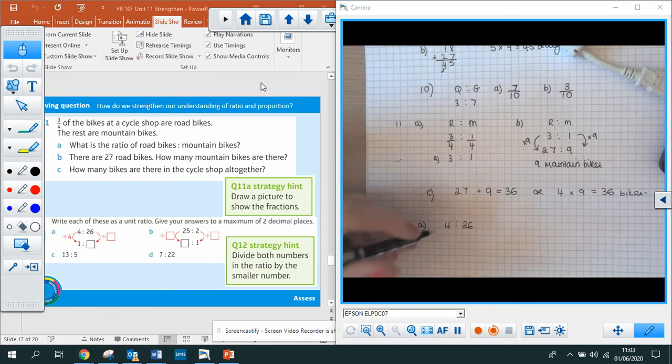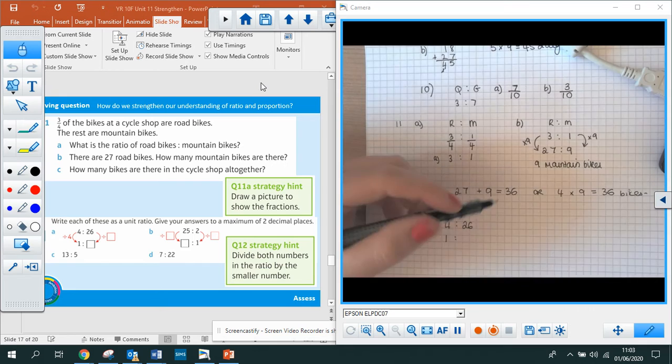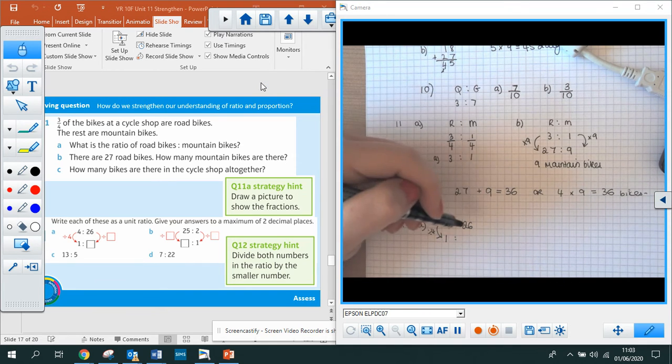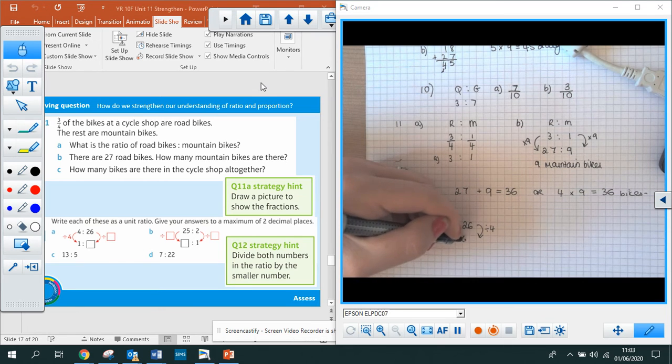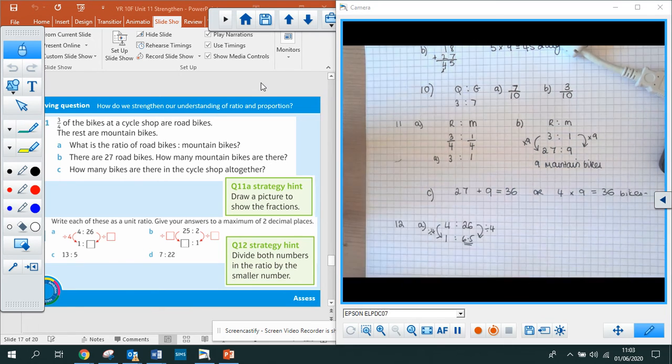Okay, so 4 to 26. I want to make one of them 1, so I'm going to pick the smaller number, which is 4. That's going to be made 1. To get from 4 to 1, I divide by 4, therefore I have to do the same with the 26. 26 divided by 4 is 6.5, so that's your answer there.